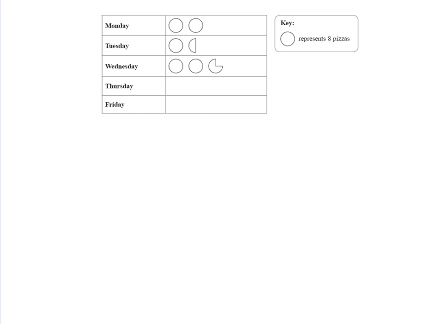Okay, question 2. A pictogram shows the number of pizzas delivered by a pizza shop on Monday, Tuesday, and Wednesday. Work out the number of pizzas delivered on Monday. Now we've got a key here that says it represents 8 pizzas for a whole one. So this is question 2A. We've got 2 circles, so it's 2 times your 8, which gives you 16.